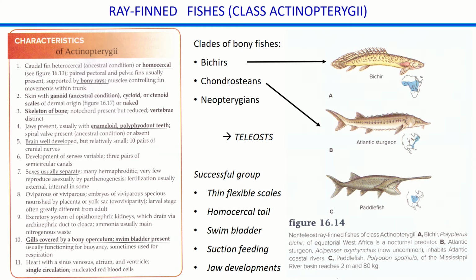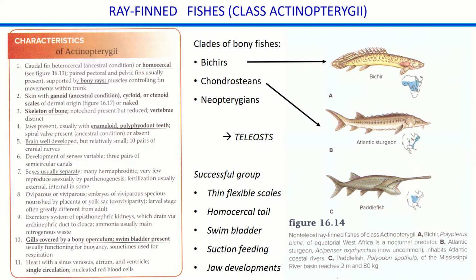Then we move on, and the Osteichthyes have been divided into 3 clades. So there are 3 groups: the bichirs, the chondrosteans, and the neopterygians. The neopterygians is what has given us the teleosts, and the teleosts are the major group of bony fishes. So ideally I'd like to go from the Osteichthyes to neopterygians to teleosts. That's what I want to do, but I mustn't forget about these other 2.